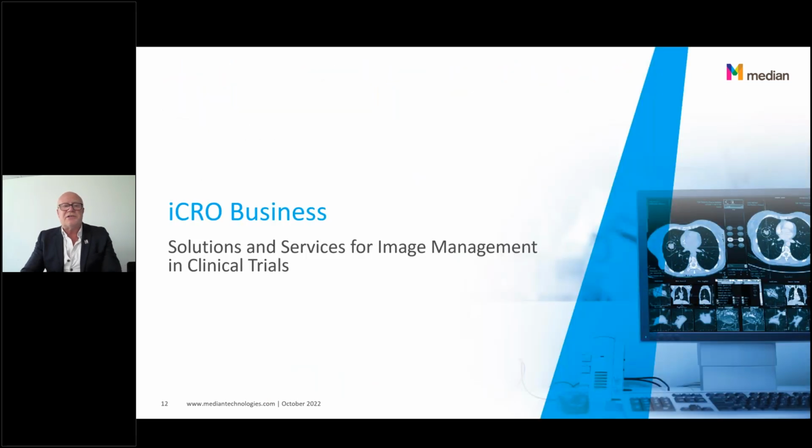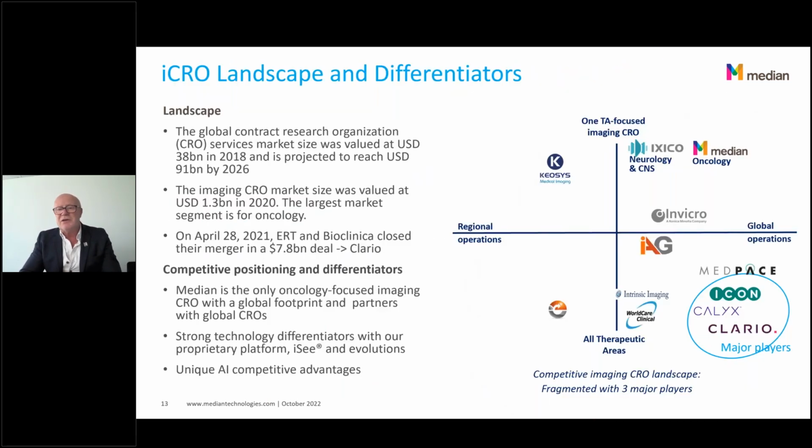On the imaging CRO part of the business, you remember it's a 1.5 billion annual market. You have the three big players, Icon, Calyx, Clario, who are probably at this stage controlling, it's difficult to get the exact figure, but say, around 35-40% of market share. The biggest player, Clario, was created through the acquisition of a company called Bioclinica. It was acquired for 32 times revenues last year for $7.8 billion.